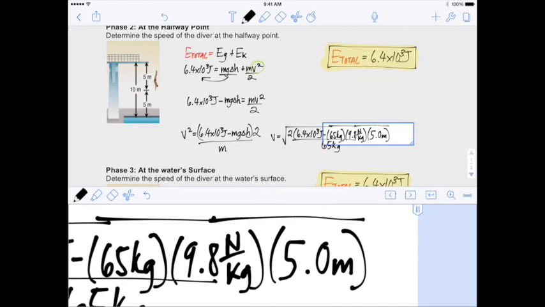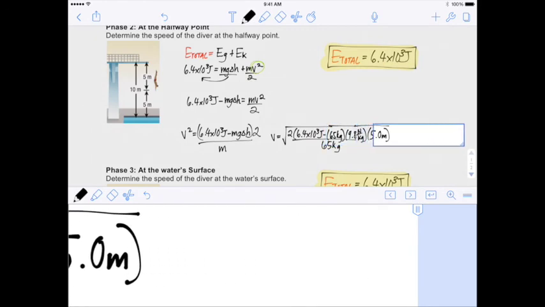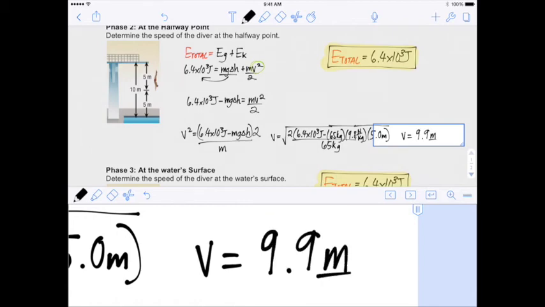Carefully take your time, punch this into your calculator, and determine the speed of the diver at the halfway point. To 2 significant digits, you end up with a speed of 9.9 meters per second.